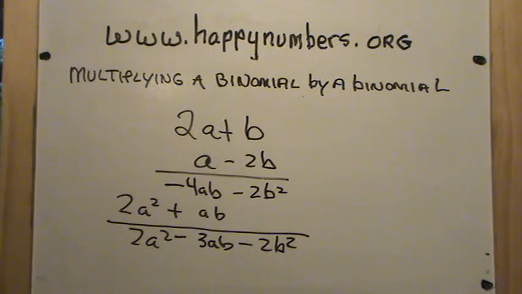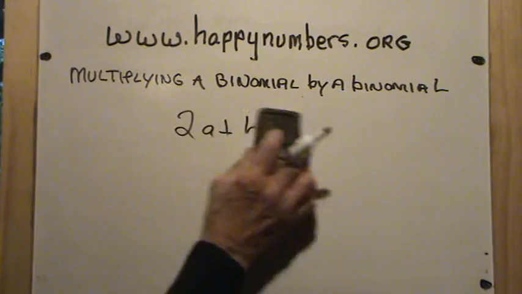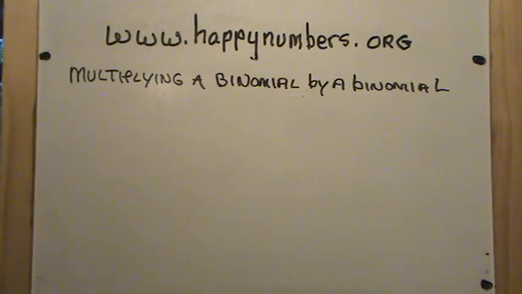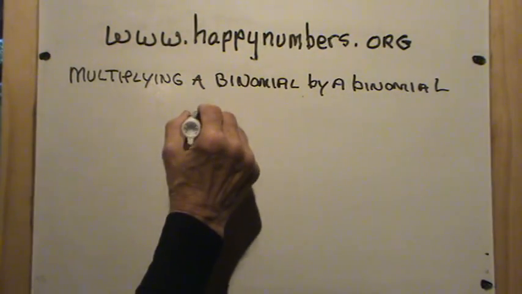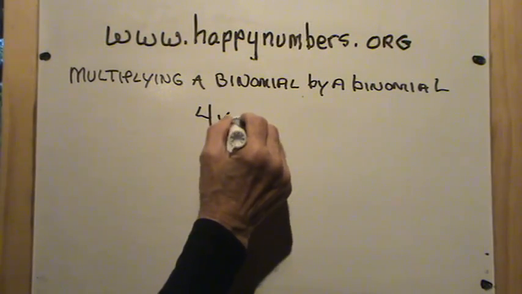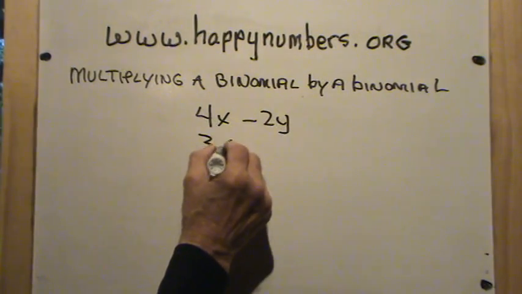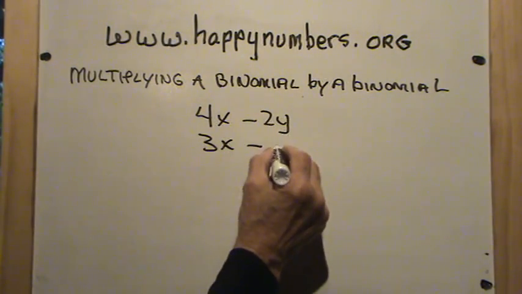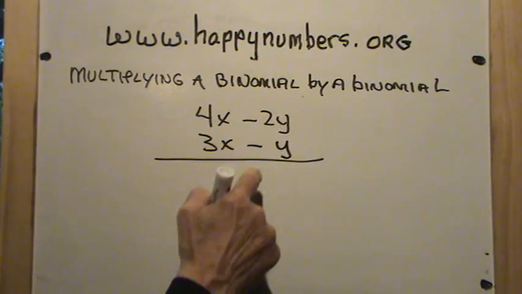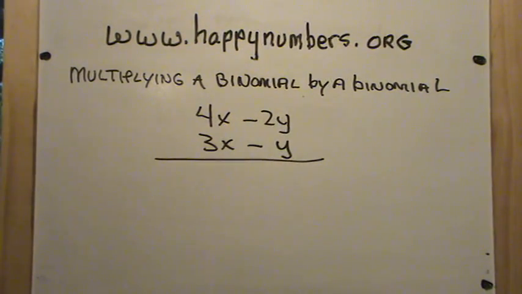Well, good. Let's have you work on a couple of problems here and see if we can get this. This is not that difficult a concept once we understand the process of it. Let's try this one. 4x minus 2y and 3x minus y. And remember, this is a 1y. I want you to put the DVD on pause and work this problem and then turn it back on again, and we'll see how you did.